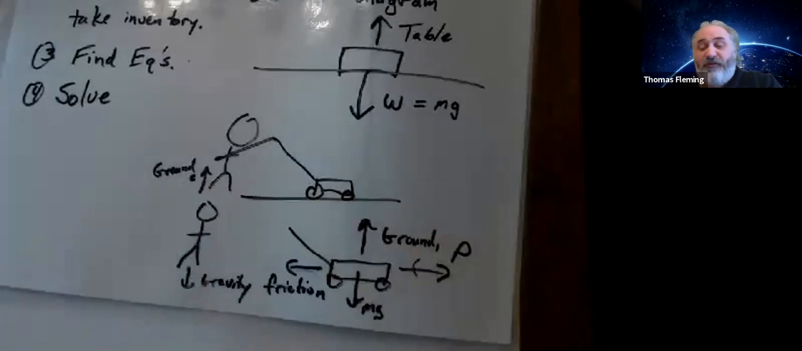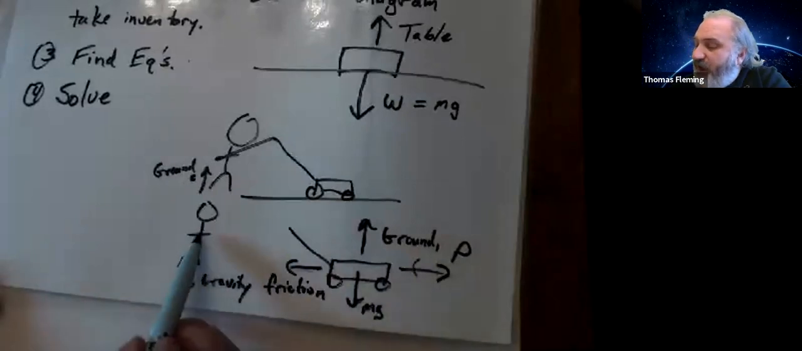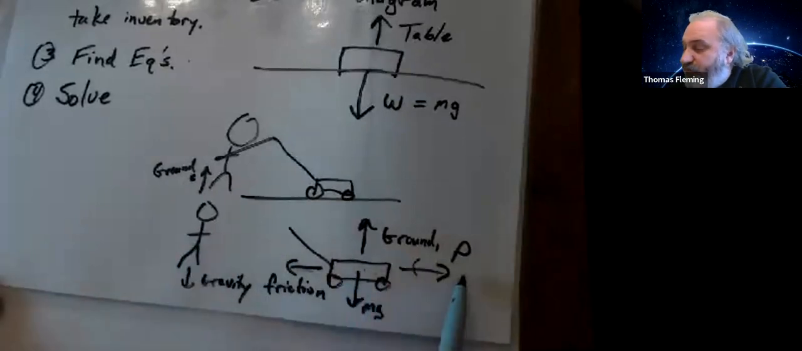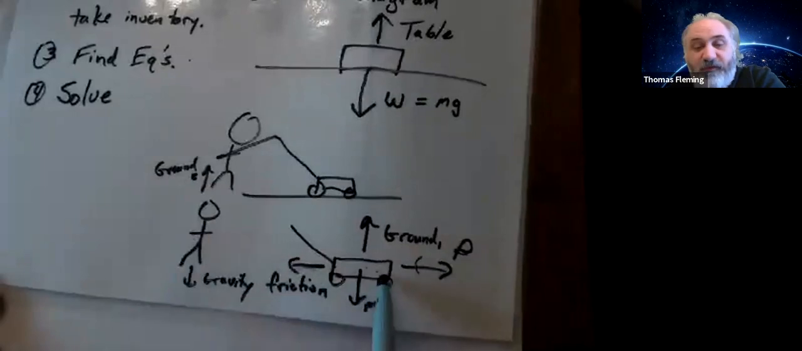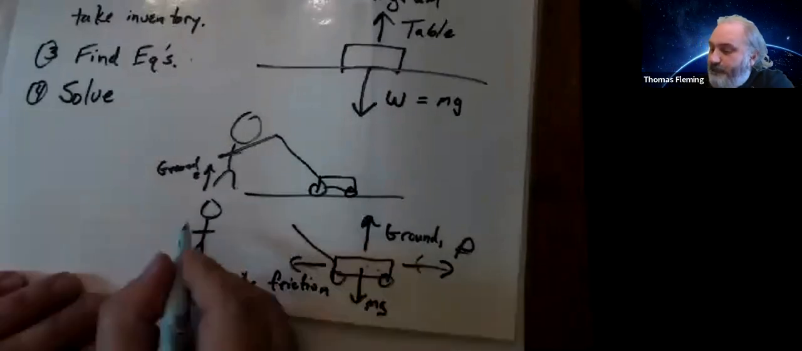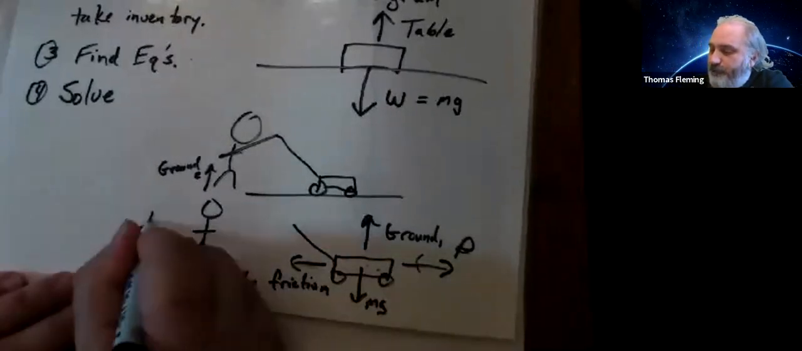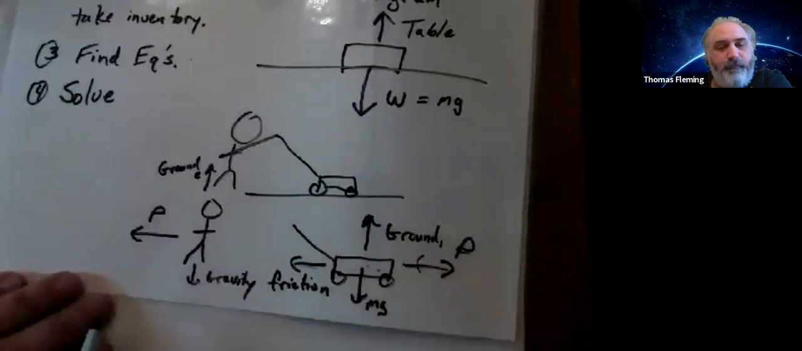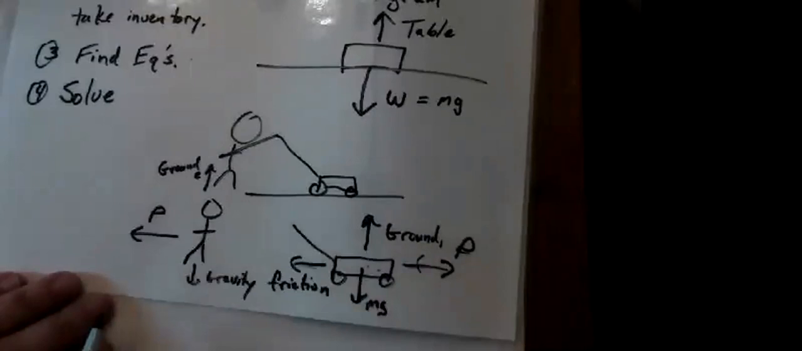But what does have to be the same is, if this P is the force of him pushing the lawnmower forward, Newton's third law says that the lawnmower pushes back against the person with exactly the same force, but in the exact opposite direction. Does that make sense? No, can you say that part one more time?